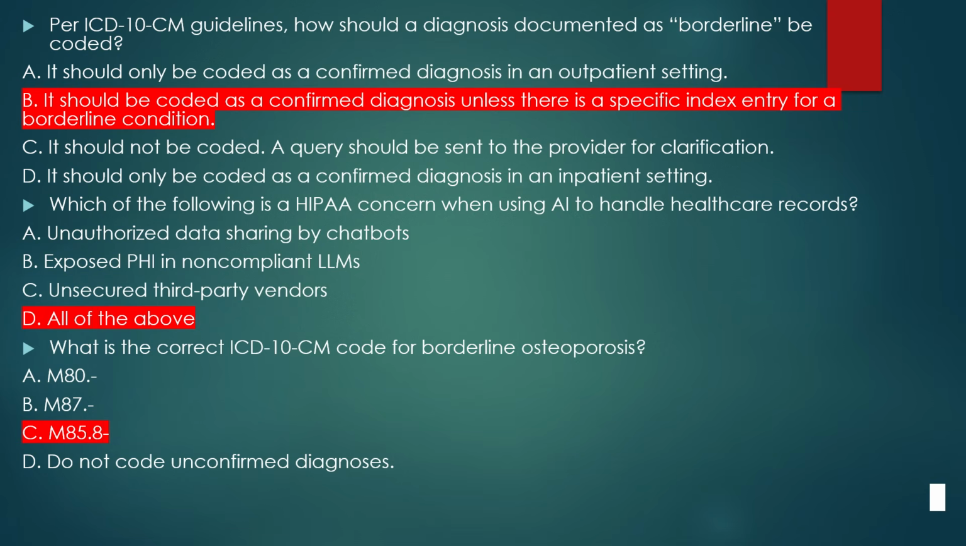Which of the following is a HIPAA concern when using AI to handle healthcare records? A. Unauthorized data sharing by chatbots. B. Exposed PHI in non-compliant LLMs. C. Unsecured third-party vendors. D. All of the above.